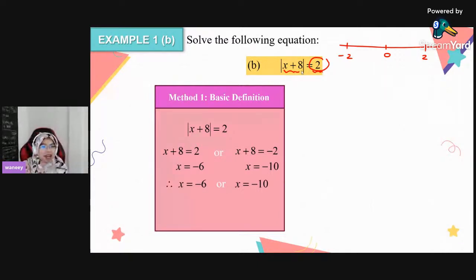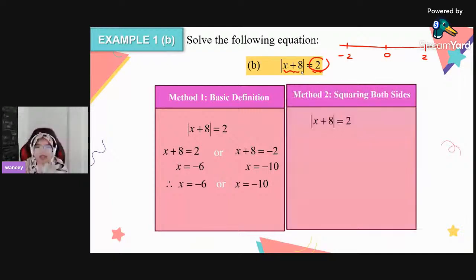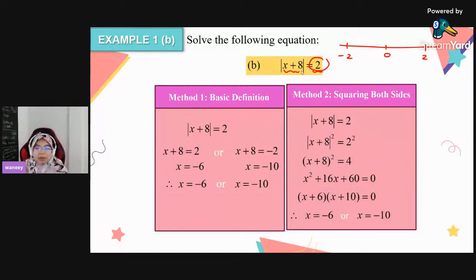Okay, so let's try squaring both sides. So we start with the modulus of x plus 8 equal to 2, and then you square on both sides. So you will have something like (x plus 8) squared equal to 4. And then of course you need to expand them very carefully. So x squared plus 16x plus 64 equal to 4. So nanti bawa 4 pergi kiri, kita akan dapat x squared plus 16x plus 60 equal to 0. Factorize them completely and they will give you the same answer, which is either x equal to negative 6 or x equal to negative 10. So they basically give you the same answer.